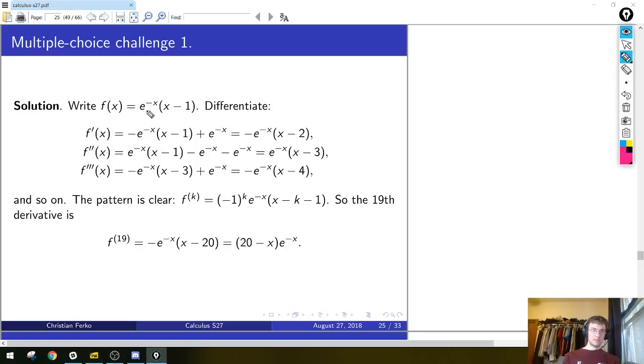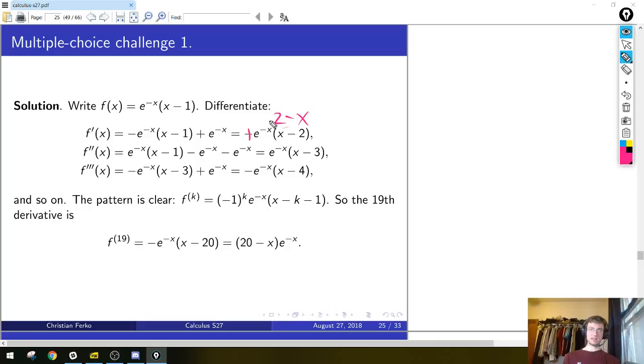Yeah, it looks like the same thing. I wrote it slightly differently here with x minus instead of the other way, but the punchline is that each time you differentiate, product rule and combine like terms to get either an overall minus or an overall plus times e to the power minus x times an expression involving x minus a constant.